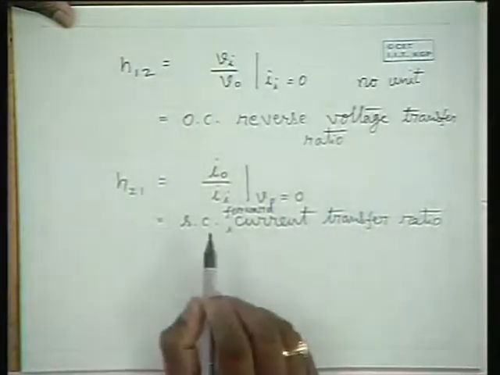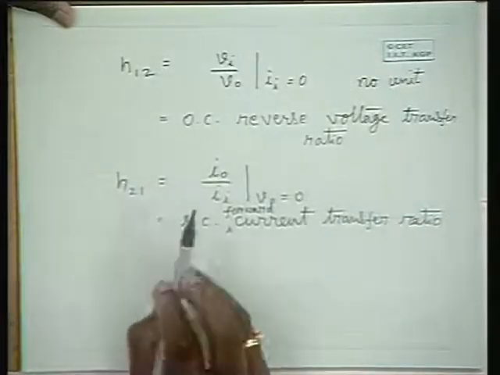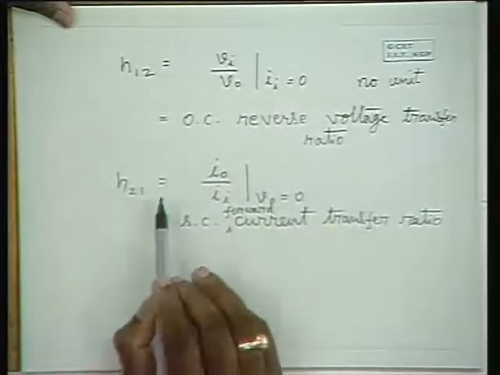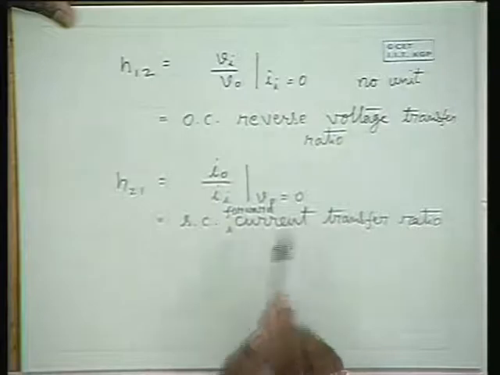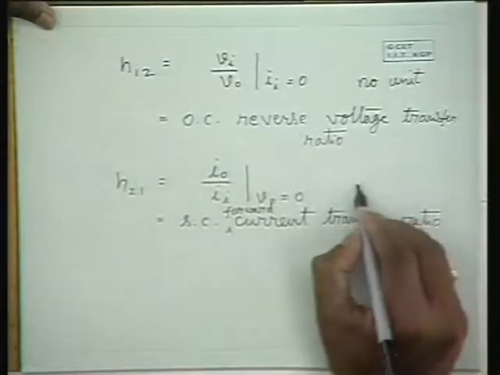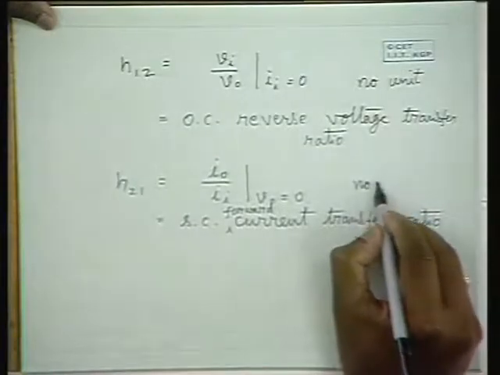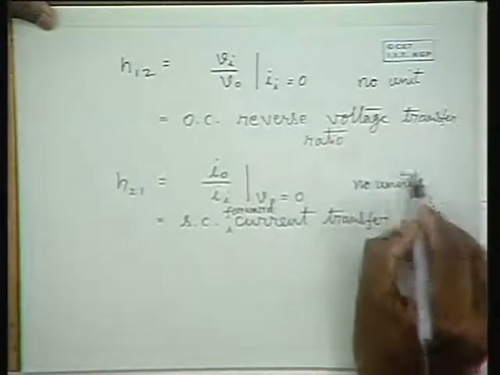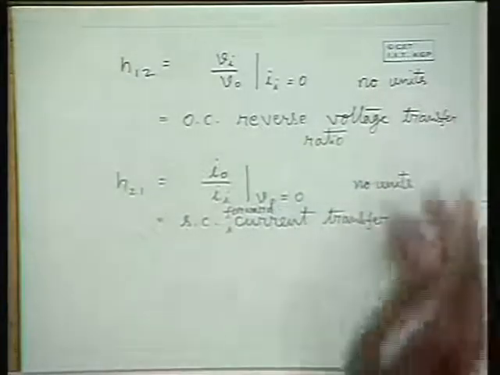This is H21. In the context of amplifiers and transistors, it is the short circuit current gain. There are no units because it is a current ratio.